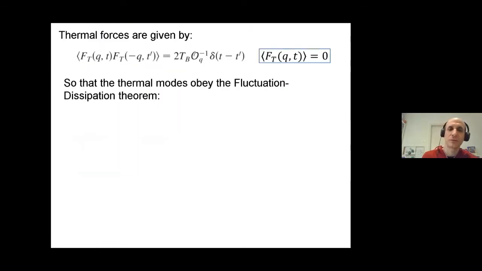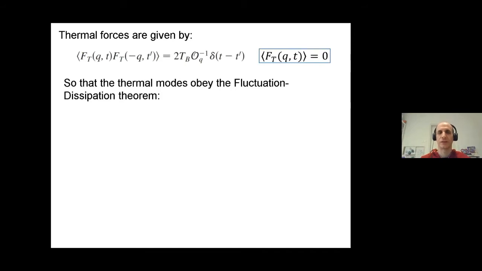So we start with thermal forces, and for thermal forces, we know that the average, the mean of the thermal force is 0. The thermal forces are random. They're pushing the membrane equally up and down. They are not overall giving you translation of the membrane. But the second moment of these thermal forces is non-zero, of course, and it's given by the temperature and the inverse of this Oseen interaction kernel.